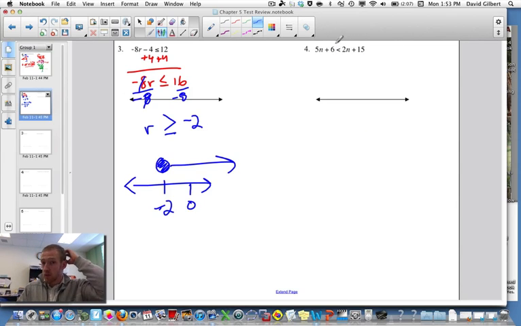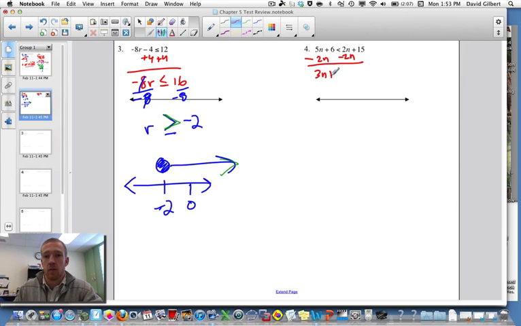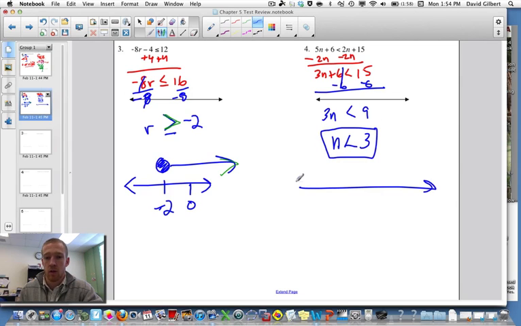Alright, so with these ones, it doesn't really matter which side we get the variable on. I'm going to get it on the left because I like my variable on the left pointing in the direction of the inequality rule. So what we're going to do is add and subtract terms to isolate the variable. So minus 2n on both sides gives us 3n plus 6 is less than 15. Now I'm going to subtract that number so I have the 3n alone over here. 15 minus 6 is 9. Divide both sides by 3 and I get n is less than 3, which would look like this.